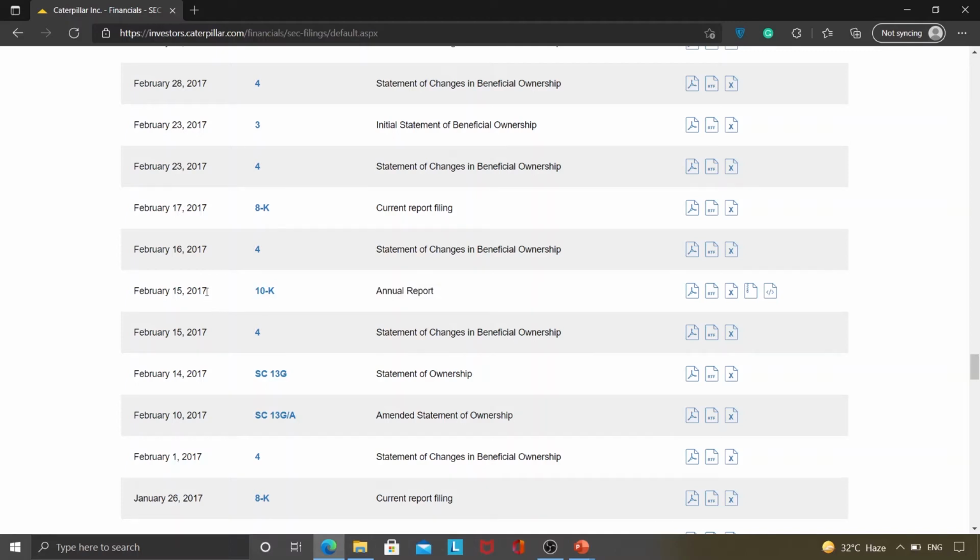What this 2017 means is that you have prepared your annual report from the data of the year 2016, and this is published in the year 2017, 15th of February. And there are different formats in which these details or data have been presented by the company. So this is in PDF, RTF, Excel, and some other formats. For our analysis purpose, we would need the details in Excel.